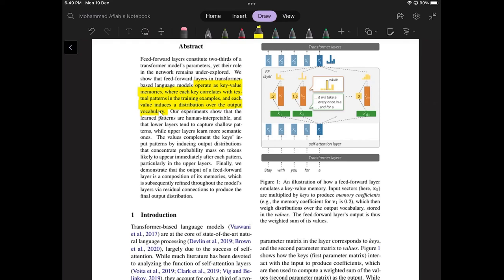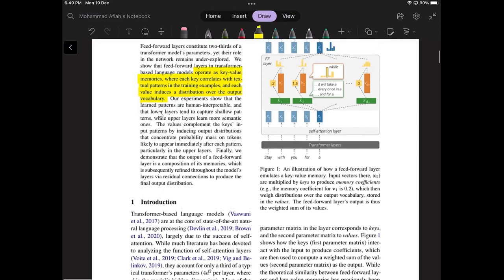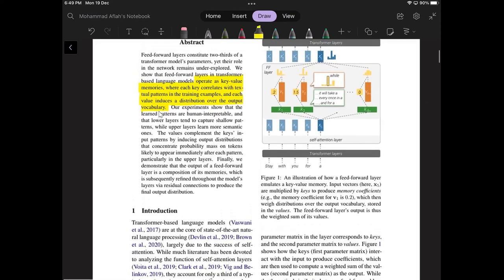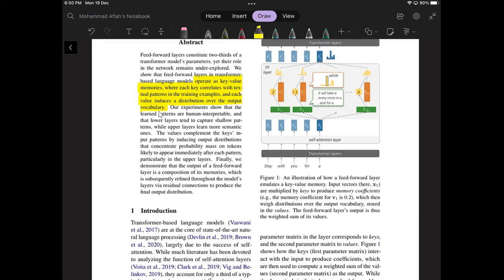Essentially, what they're trying to say is we figured out what these MLPs are doing. Some people have tried to corrupt those MLPs or tried to find ways to make the attention and MLP computation parallel. I believe GPT-J does that. So they're basically trying to identify what these MLPs are doing. Their experiments show that the learned patterns are human interpretable, and the lower layers tend to capture shallow patterns while the upper layers learn more semantic ones. So this is also interesting.